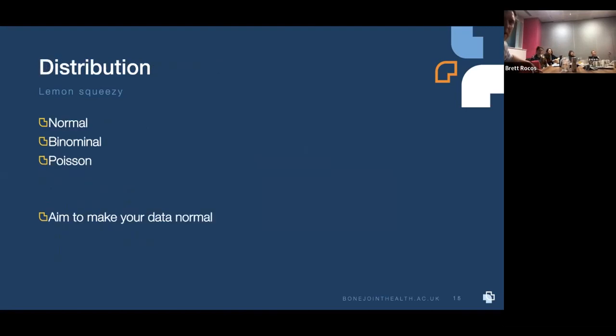So what about distributions then? So you're familiar with some of these words? Yeah, normal, binomial, and Poisson distributions.